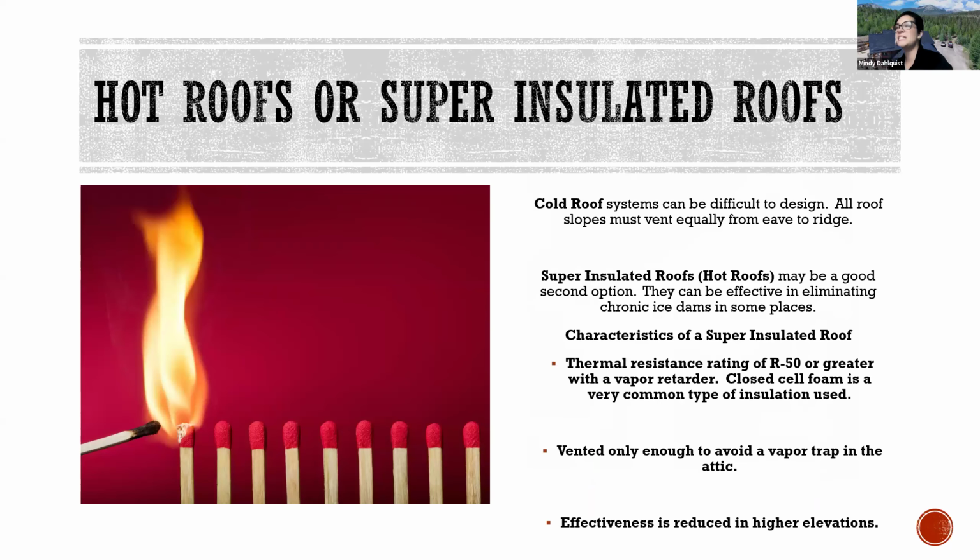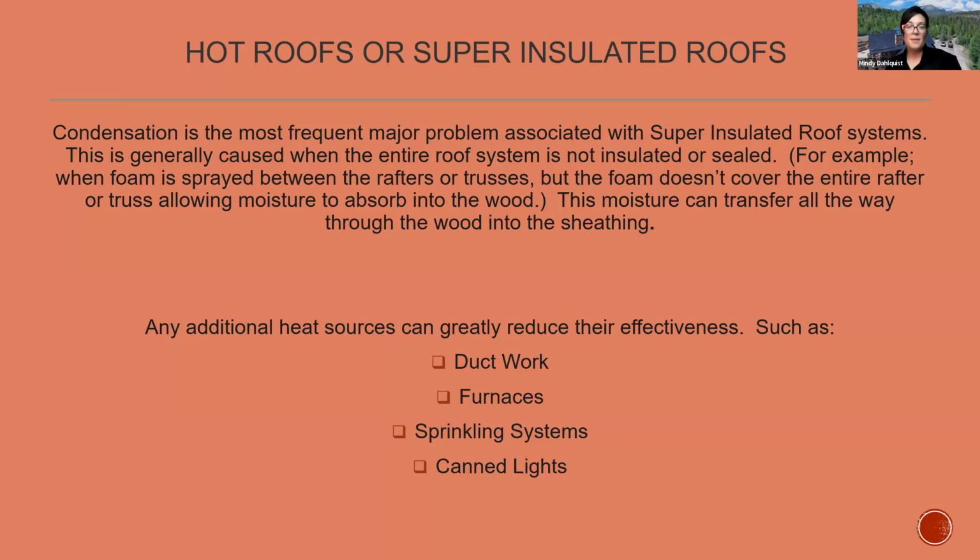But cold roof systems can be very, very difficult to design since all slopes do need to vent equally from eave to ridge. So some other options that can be utilized in that manner can be a super insulated roof or a hot roof. It can be a good second option, but sometimes the effectiveness of these are reduced in higher elevations due to the thinner air. They also can have issues with condensation due to the entire roof system not being fully insulated or sealed. So an example of that would be spray foam.